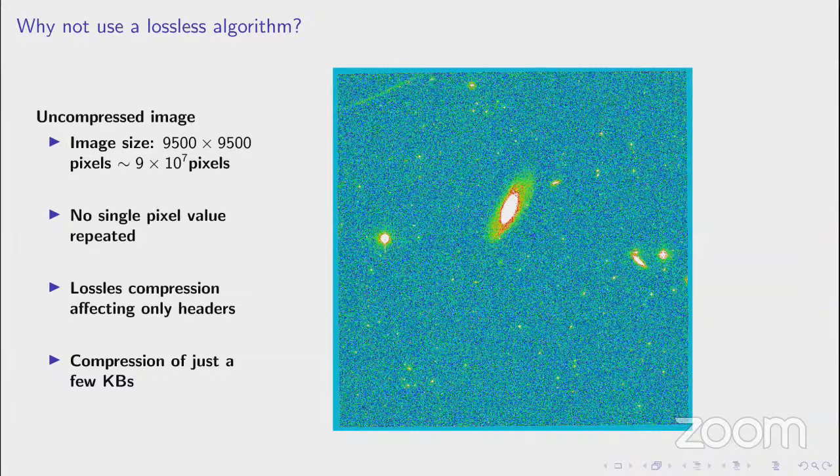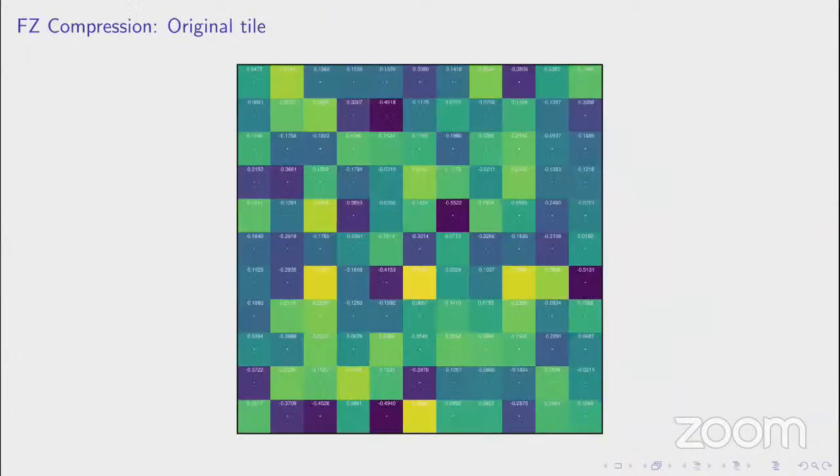So now, how does our FITS compression work? We're going to start with the same tile that we had before. It's the original one with float32 pixel values. Now, the main difference between this lossless GZIP algorithm and a lossy one, such as FITS compression, is basically the process of integerization of the pixel values.